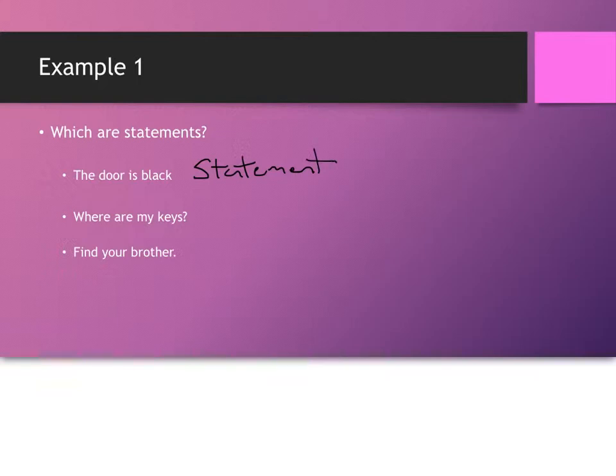A question like, where are my keys? That is not either true or false, so that is not a statement. And a directive like, find your brother, is also not a statement. Obviously, find your brother is an order. Statements are things that can be either true or false, and can be proved. We tend to think they can be proved true or false.